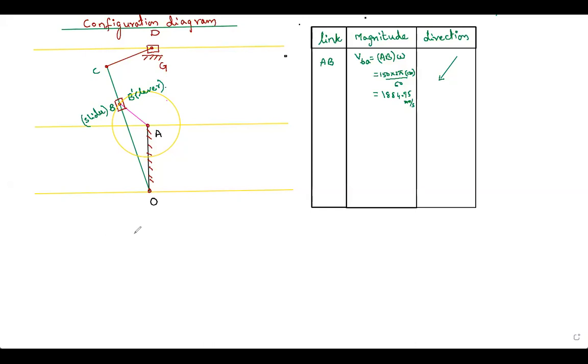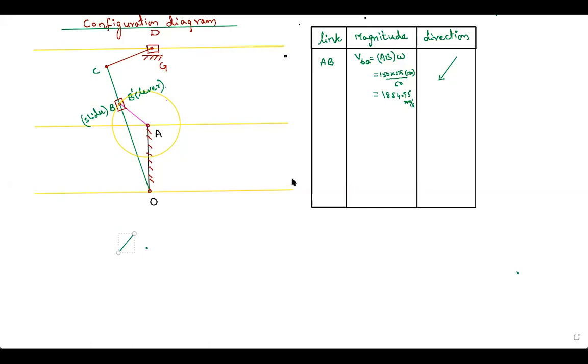So I'm going to start the velocity diagram over here. I hope you can see, locate this point very clearly here. And we need to draw perpendicular to it, the link AB. So the perpendicular magnitude is 1884.95, so scale it appropriately. You will get proper readings. You have to scale it.